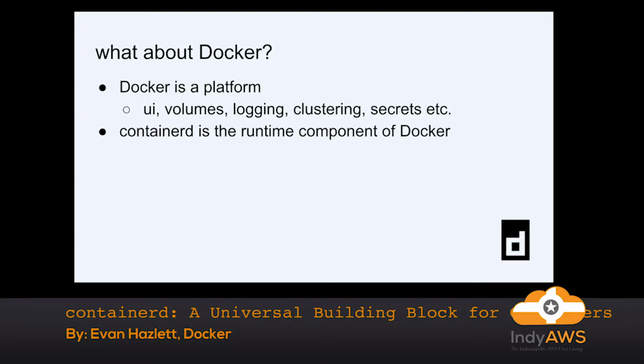Clustering built in, so with SwarmKit, you can do clustering across hosts, secrets, configs, all of these things. That's what the Docker platform is. Containerd, however, is the component that Docker uses to interface with the operating system to actually execute and run containers on both Windows and Linux.